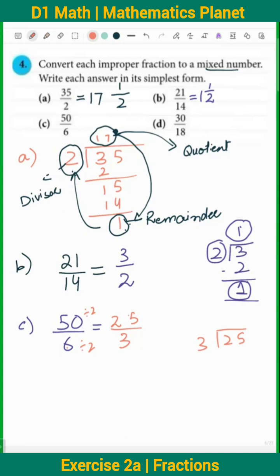There is some noise coming from your side. Can you please keep your mics muted if there is noise? Okay. So 3, you have to divide. The answer comes. 8, 3 and 1. 3 times 8 is 24. So you get 1 over here. Okay. So this is the quotient, this is the remainder, this is the divisor. So how can you write this one?